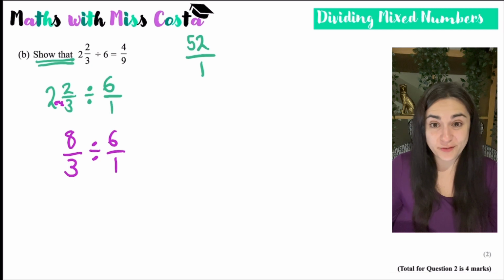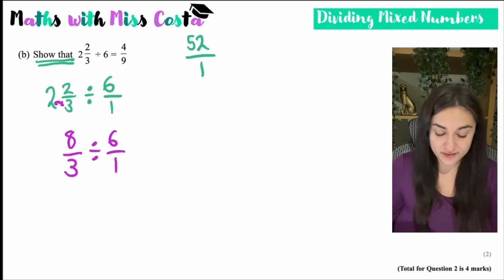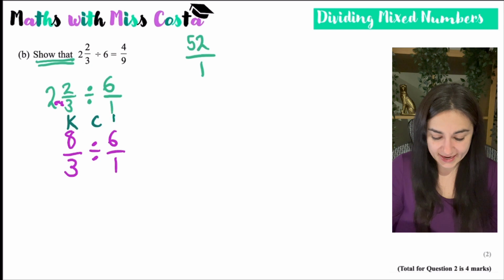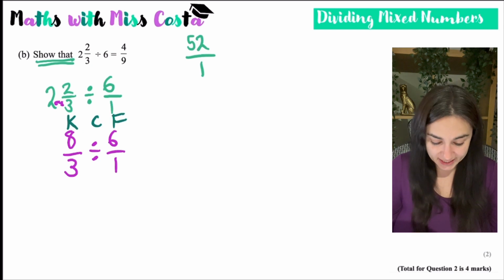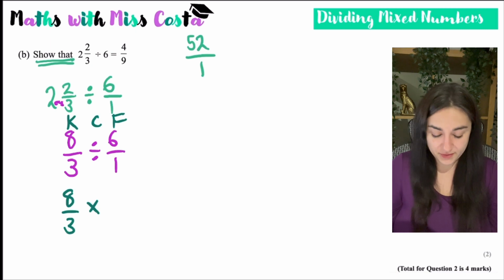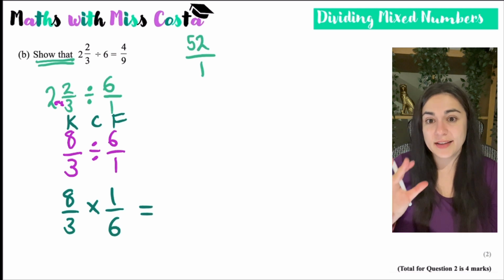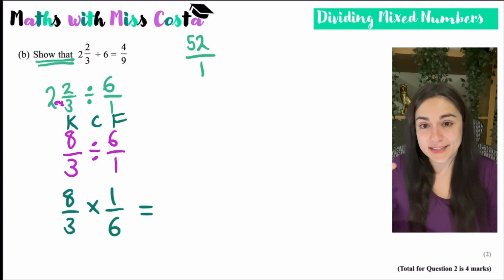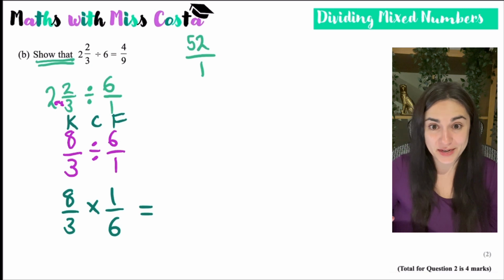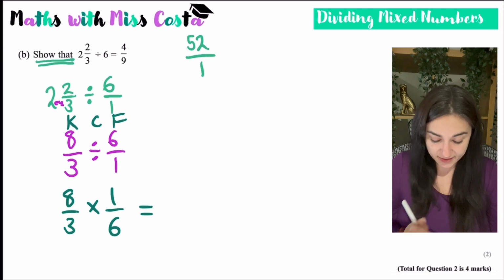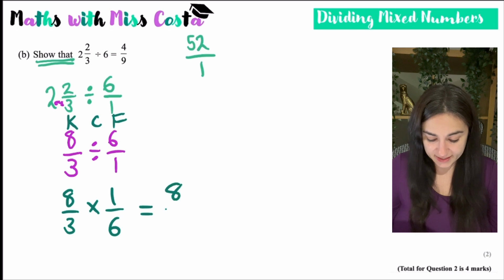Now, when I'm dividing fractions, you might know the KFC method or the KCF method, whichever way you prefer. So keep the first fraction exactly as it is, change the sign to a multiplication and flip the last fraction. So that would be 1 over 6. And then once you've got that, this is not like adding and subtracting fractions. We don't care about the denominators. We just multiply the numerators together and multiply the denominators together. So that would become 8 over 18.